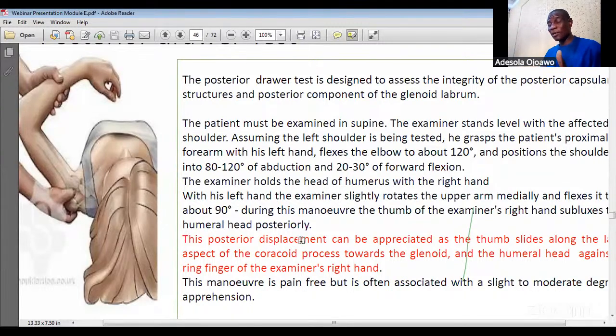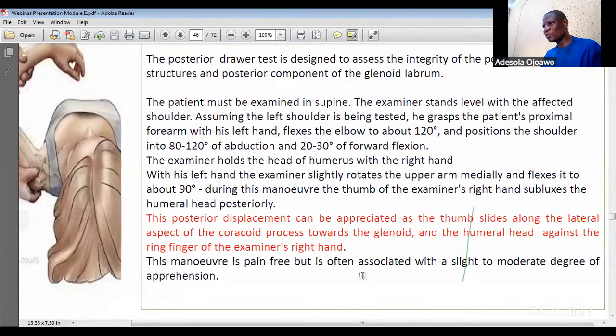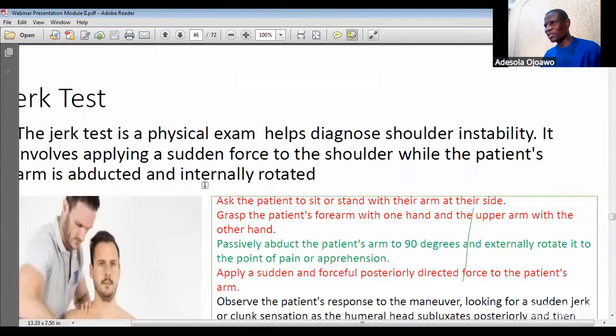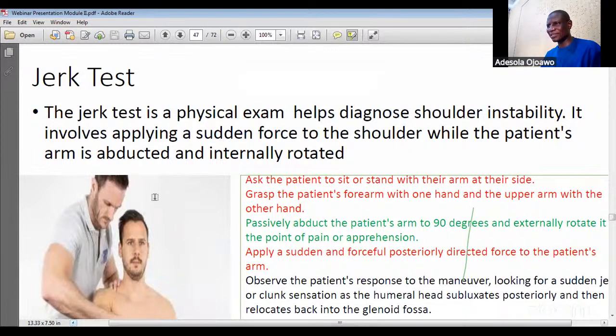we say that the posterior ligament is weak. The posterior displacement can be appreciated as the thumb slides along the lateral aspect of the coracoid process. You understand? Towards the glenoid, and the humeral head against the ring finger of the examiner's right hand. This maneuver may be painful, but is often associated with a slight to moderate degree of apprehension. So if you now observe that the movement is severe there, that shows that the posterior thrust test is positive. We'll have more to that here. All right. Then here we have what we call jack test.